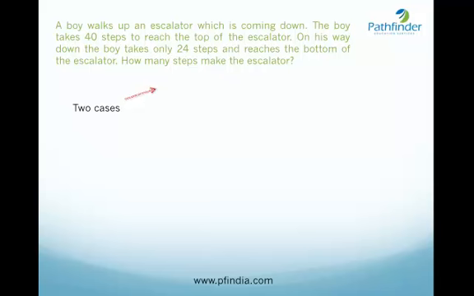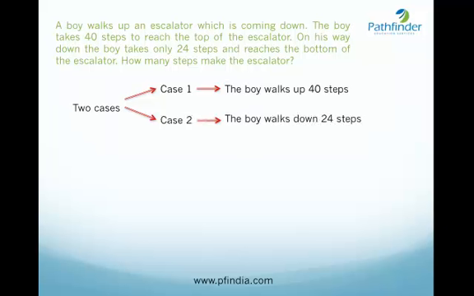There are two cases here. Case number one, when the boy travels against the escalator, and therefore the boy walks up the escalator while the escalator is coming down, and the boy has to take 40 steps. This is case 1. Then there is a case 2 when the boy walks down the escalator which is also coming down. In this case, the boy has to walk 24 steps. Obviously, since the escalator is also helping the boy reach the bottom, the boy will walk fewer steps than he had to walk in case number 1.